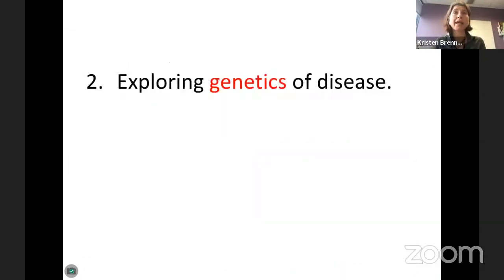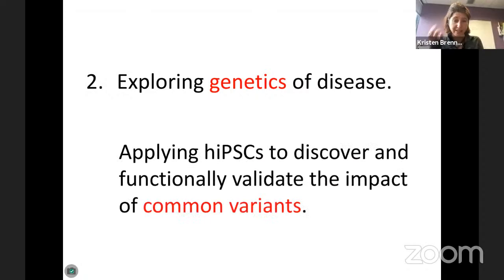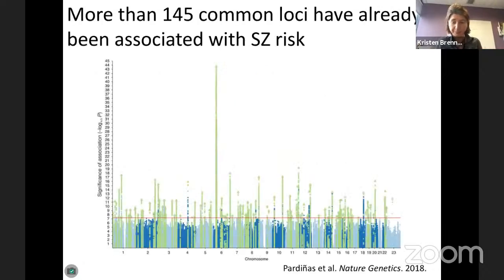We stopped trying to discover the mechanisms underlying these deficits on our own, and we started working really closely with geneticists. So here we're going to talk about applying stem cells to discover and functionally validate the impact of common variants. This is the most recent schizophrenia genome-wide association study that's been published. The red line indicates genome-wide significance, and there are 145 loci over that line.